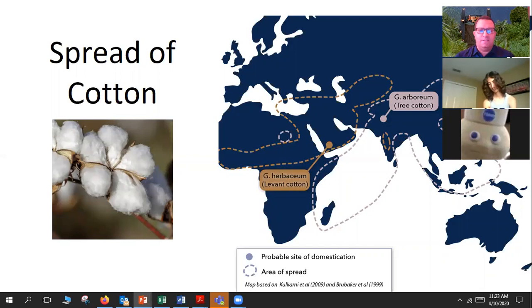But you can see, if you look at the dashed lines, how it spreads and how it moves out of Asia and then around into other parts of the world, including East Africa. And once again, eventually, this is a product that will make its way across the ocean into North America. And we know that later on, the southern states of North America become some of the world's biggest cotton producers, okay? During the 1700s and 1800s, cotton becomes king, okay?